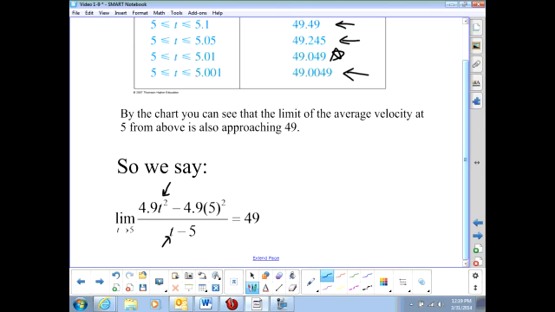Okay, these t values here we plugged in as 6, 5.1, 5.05, 5.01, 5.001. The limit again means what is it getting closer and closer and closer to. So therefore we can say that our instantaneous velocity is the limit of the average velocity. Our average velocity seems to be approaching 49, so therefore we can conclude that our instantaneous velocity would be 49.